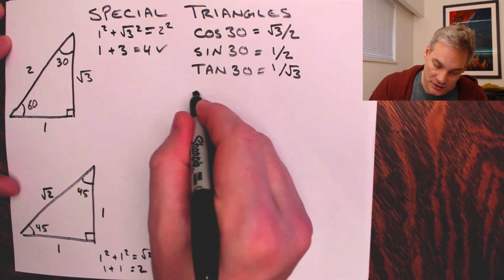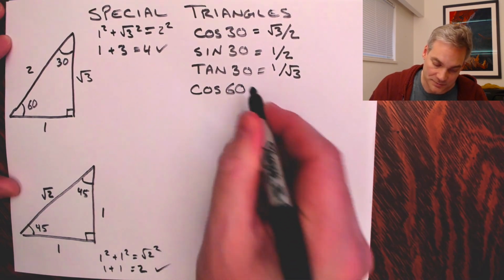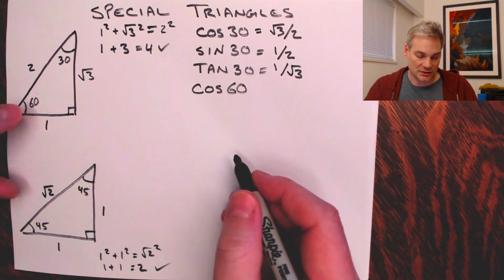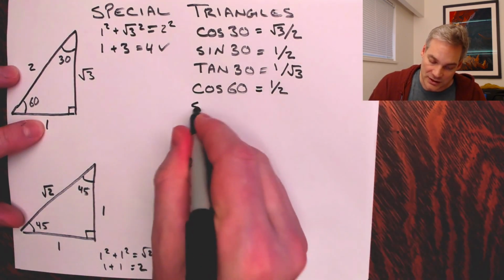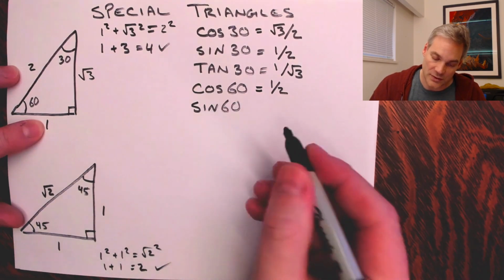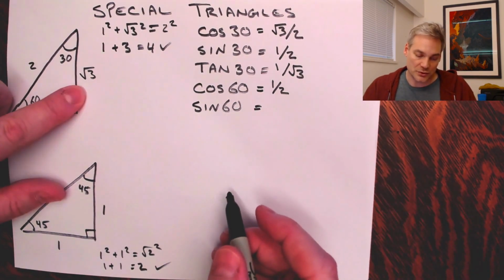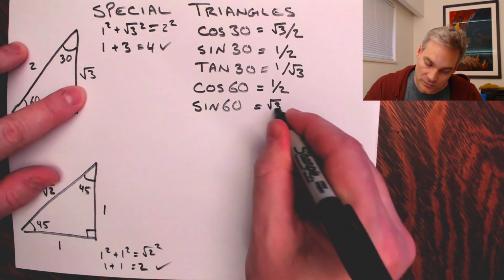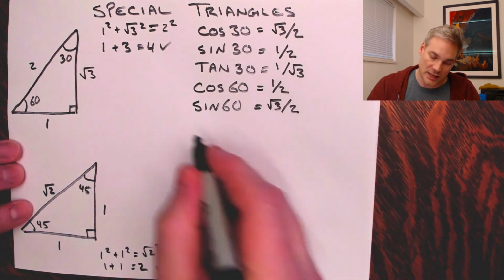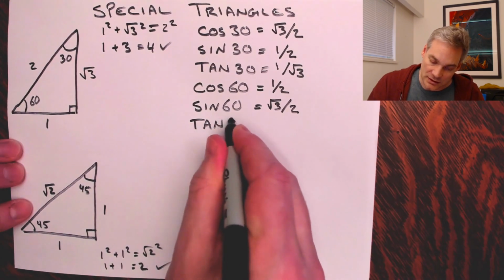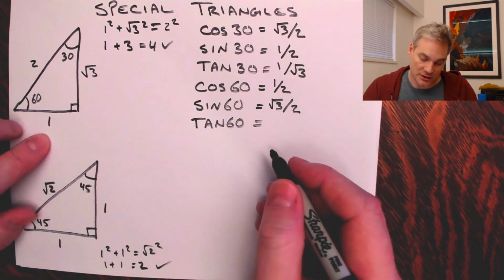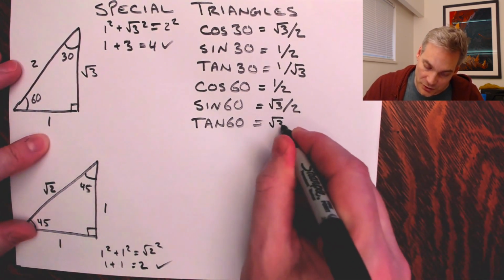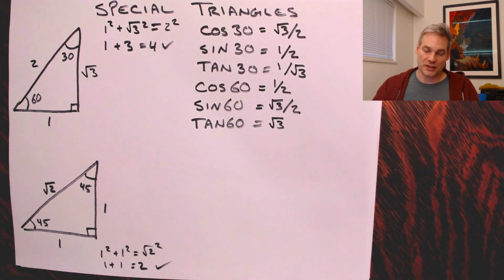What if we do the 60, so the cos of 60? That's adjacent over the hypotenuse. It's 1/2. The sine of 60 is equal to root 3 over 2. And the tangent of 60 is equal to opposite over adjacent, which is just root 3 over 1. Okay, cool. That's pretty handy. We have all these ratios really quick.